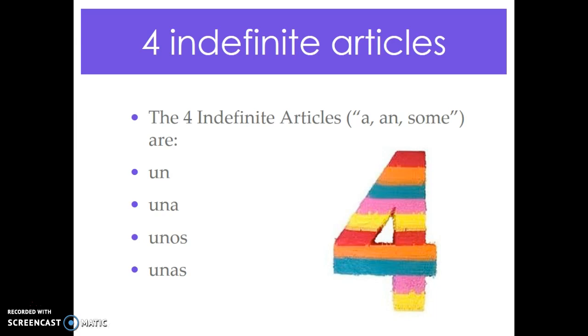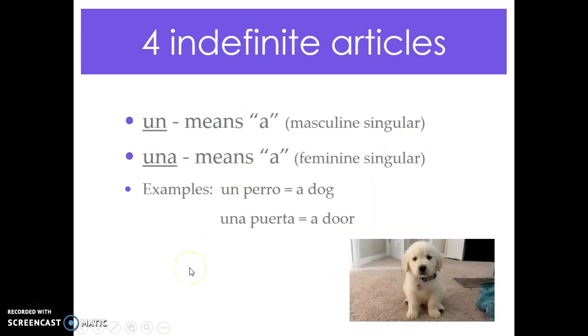Okay, moving on to indefinite articles. There are also 4 indefinite articles, which mean a, an, or some. The 4 indefinite articles are the following: un, una, unos, and unas. Okay? Un means a, which is masculine singular. Una means a as well, but it's feminine singular. Some examples for you: un perro means a male dog. Una puerta, a door.